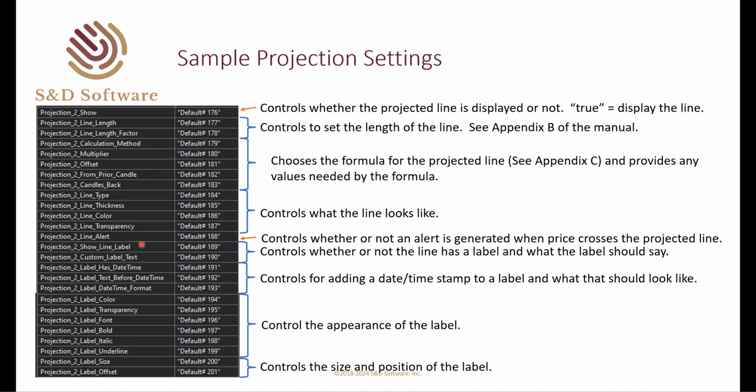And you can label it. And again, you can control the text that's used to label it. Now, one thing I'll say about the text, whatever you put in here for the text, that will show up. You can have the date and time added to it, either put before it or after it. But then you'll have the price level for the line appended to all of that. So if you put nothing there for the custom label text, then you just get the price that corresponds to that line.